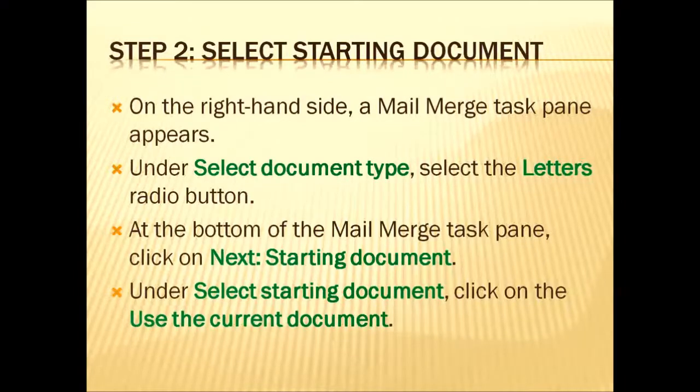After completing the first step, we have to go to the next step. Step 2 is select starting document. On the right side, a mail merge task pane appears. After completing the first step, we will see a mail merge task pane at the right side of our MS Word. In the task pane, we have to do this.